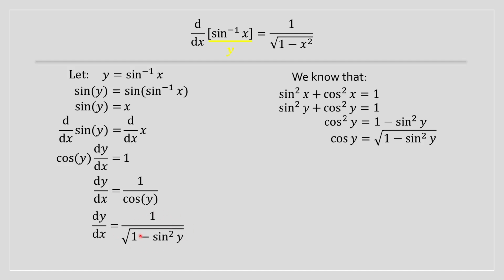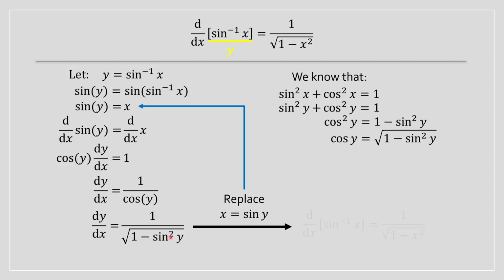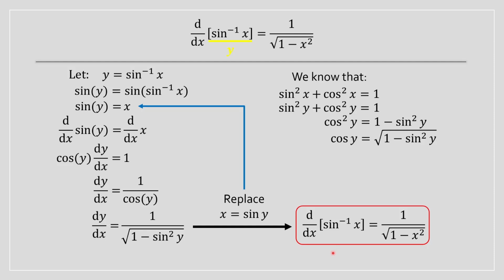So you rewrite the equation as follows on your screen, and the last step is to replace x with sine of y, which comes from here. When you replace that, this is going to be 1 minus x squared. And this is why, when you take the derivative of arcsin, you get 1 divided by the square root of 1 minus x squared.